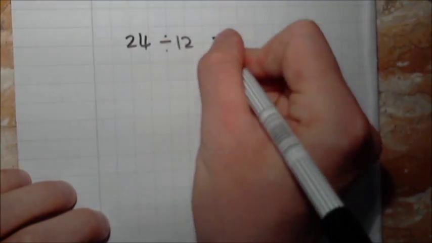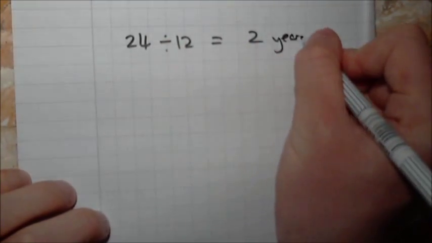Before we get started on the question, let's warm up. Let's look at how we link months and years. How many years is 24 months? That's 24 divided by 12 equals 2 years.